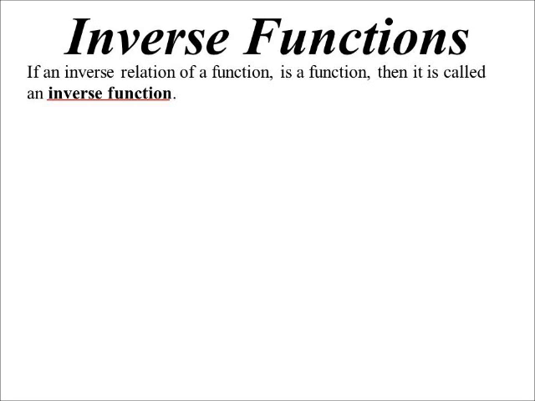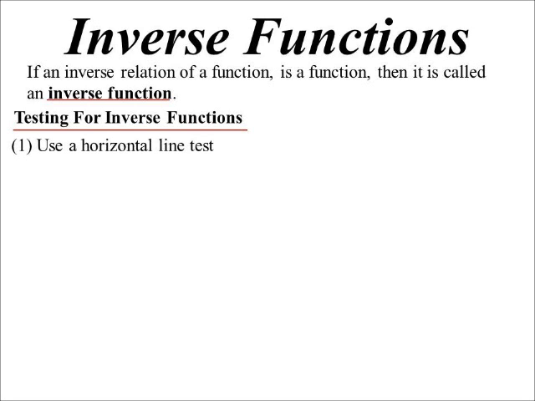So how do we test? Well, if I'm looking at the original graph, using the vertical line test that we talked about tells whether it's a function. Well, if I use a horizontal line test, I can tell whether it has an inverse function. Using the same idea, if at any time that horizontal line cuts it more than once, it won't have an inverse function, but it'll have an inverse relation.